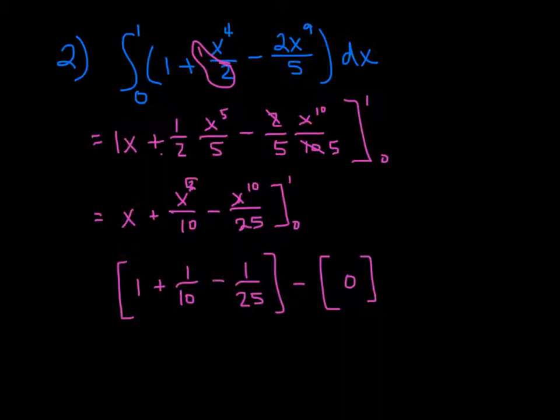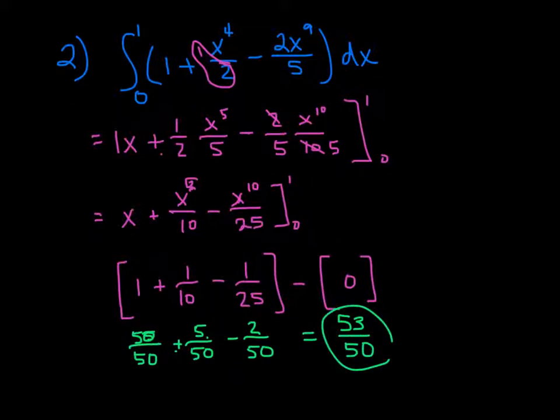All right, so let's get a common denominator over here on the left-hand side. So my common denominator, I believe, would be 50. That would be the smallest number that all of those would divide into. So here we have 50 over 50, plus this would be 5 over 50 minus 2 over 50. And so I should be able to add those. That would be 53 50ths. And that is my answer.